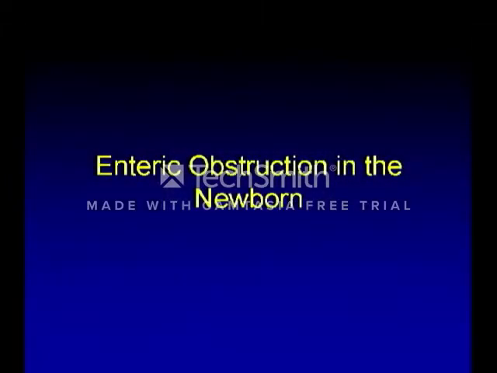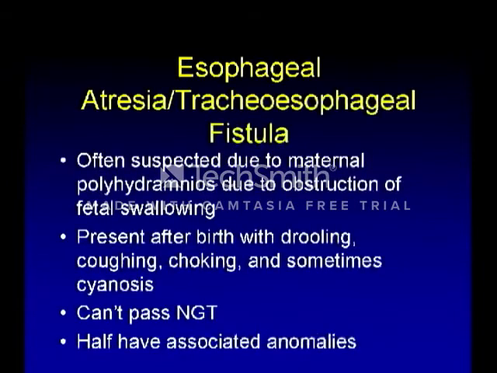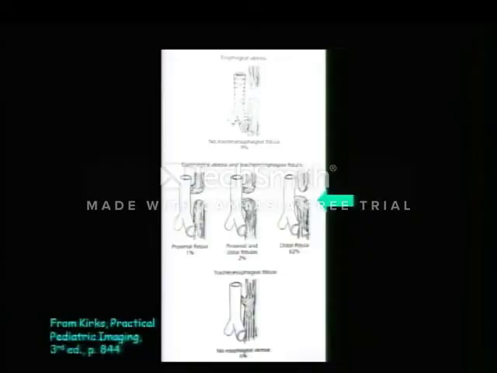We're going to march our way down through some of the enteric obstructions in the newborn, starting up high and ending down low. The first one is the esophageal atresia, tracheoesophageal fistula, which is usually a combination. It's not that common to see a pure esophageal atresia. It's usually suspected early on because of maternal polyhydramnios, because the fetus cannot normally swallow the amniotic fluid. The patients will present after birth with drooling and coughing and choking, and they're unable to feed. You cannot pass an NG tube. Half of these patients will have esophageal fistula.